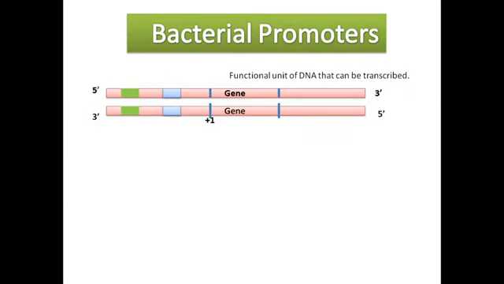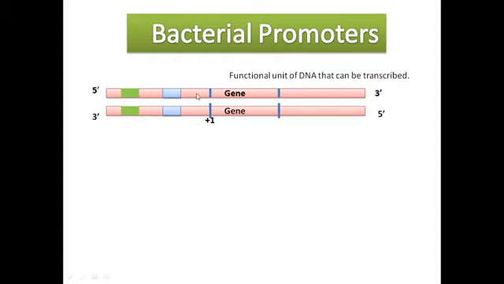Now coming to bacterial promoters. I've already told you that the sigma subunit, along with the core enzyme, is able to find where to start the transcription. Transcription is a highly selective process, and only certain genes need to be transcribed into RNA. So it's always a challenge to find which gene is to be transcribed. A gene is a functional unit of DNA that can be transcribed into RNA.